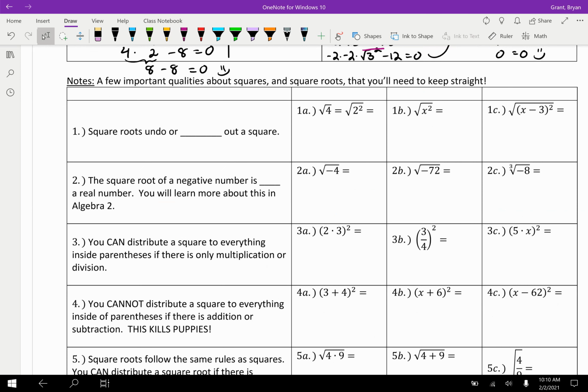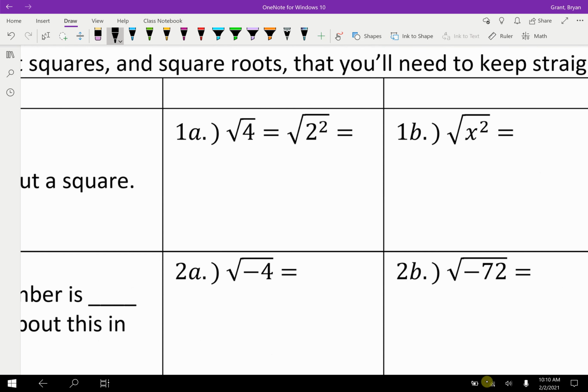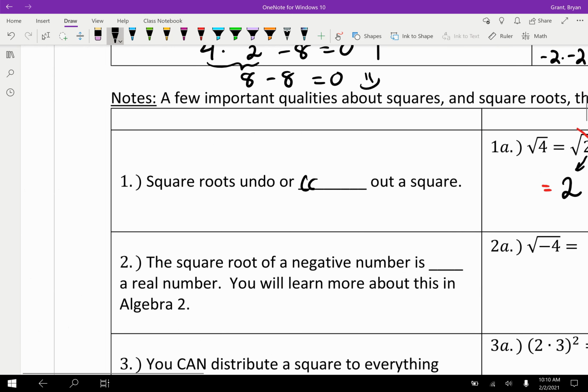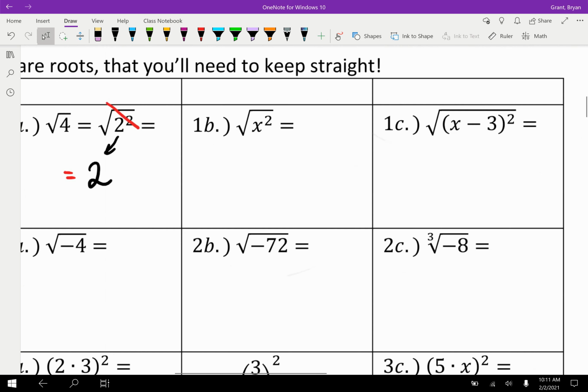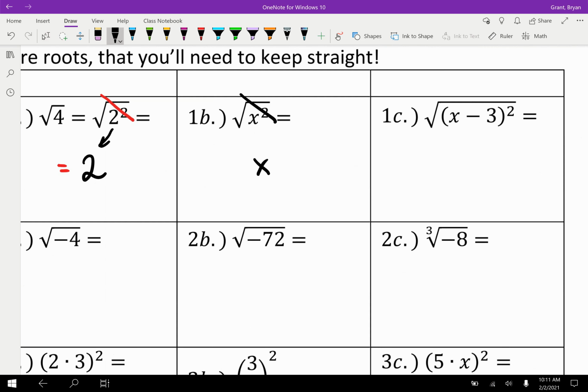And a couple of these we already know. So, the first one is that what do square roots do with squares? So, for example, if I'm looking at 1a here, the square root of 4 is really the square root of 2 squared. And we saw earlier that square roots and squares are inverses of each other. They undo each other, and they just leave us with the inside. And so we say square roots undo or cancel out a square. And that works without numbers, too. The square root of x squared, that's just x. The square root of x minus 3 squared, that's x minus 3. Very easy, right? Nothing to it.